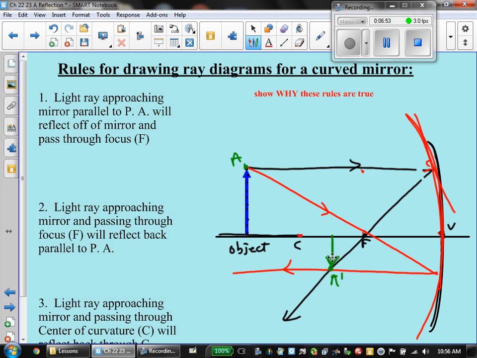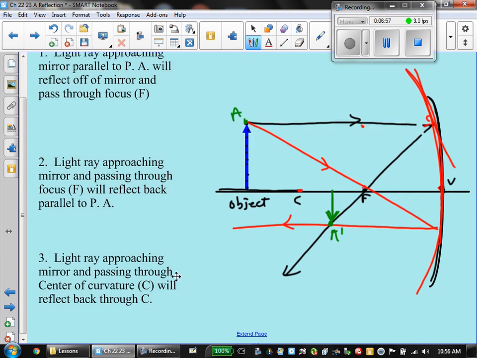Now there is a third rule that sometimes is handy. The third rule says if I send a light ray towards the mirror along a line joining C and the object, it will bounce off the mirror and come straight back. So if I send a light ray down through C, it will hit the mirror. And again, because C gives a normal line, the light ray is going to come right back out through C. And it turns out that also works.